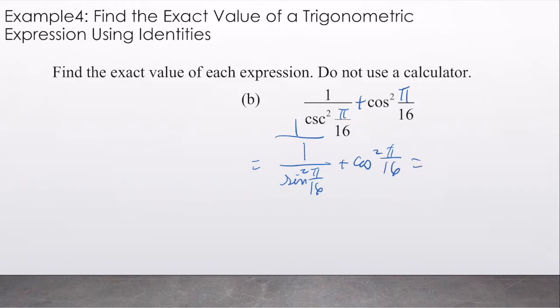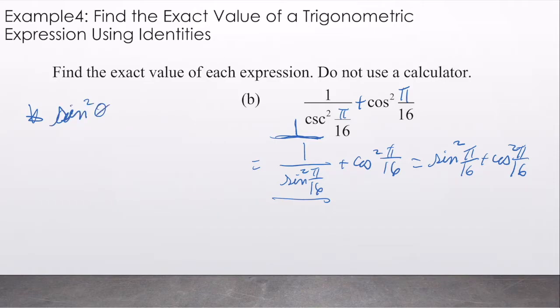Well, I can simplify this to be 1 divided by 1 over sine squared of pi over 16. That's just going to be sine squared of pi over 16 plus cosine squared of pi over 16. And I know from trig identities that the sine squared of any theta plus cosine squared of theta is 1. So the answer to this is 1.